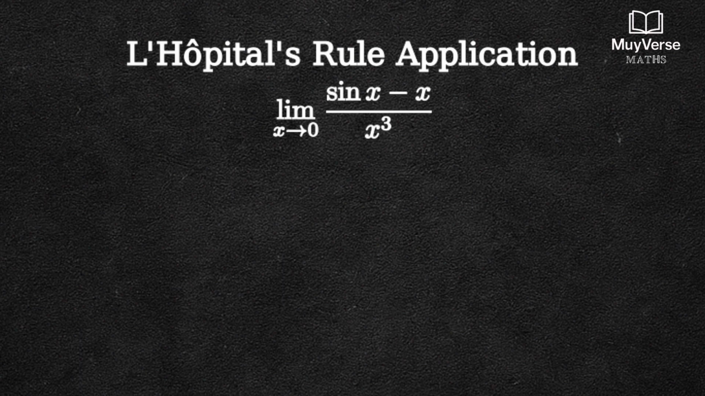First, check the form. At x equals 0, sin 0 minus 0 equals 0, and 0 cubed equals 0. So we have 0 over 0, an indeterminate form. We may use L'Hospital's rule.